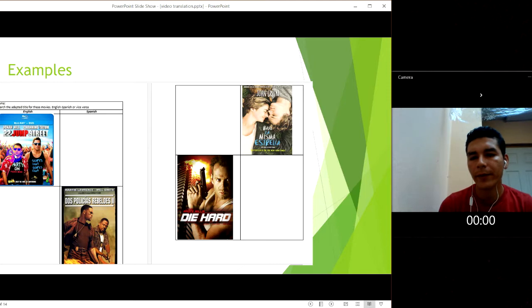Here are some examples. For example, the name "22 Jump Street." In Spanish, "Comando Especiales." Here the cover says "Dos Policías Rebeldes." In English it is "Bad Boys 2." "Dos Policías Rebeldes 2" is the title, but in English it is "Bad Boys 2." Also, we have here "Bajo la misma estrella." "The Fault in Our Stars" is different.